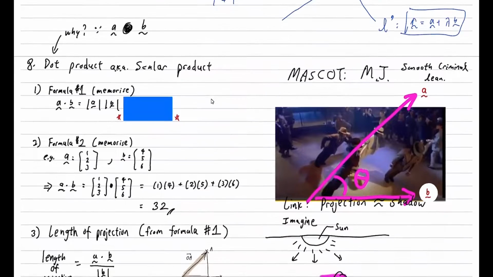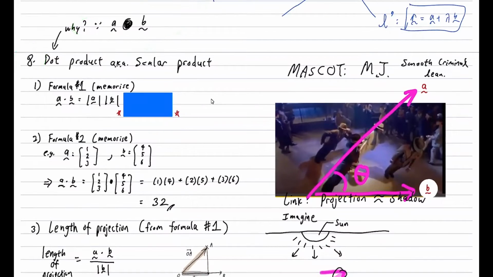That's the dot product, point 8 now. Why do we call it dot product? It's because of the notation A dot B. That's why it's called a dot product. It's also known as a scalar product. Why? Because when you multiply them together, what do you get at the end of the day? You will get a scalar. Scalar means a number, just a number, not a vector. It's not a vector, no direction.